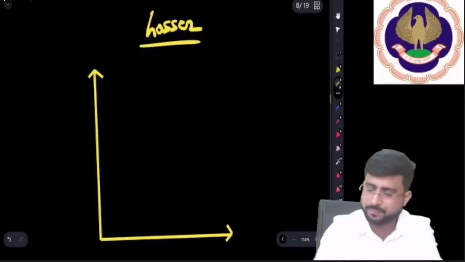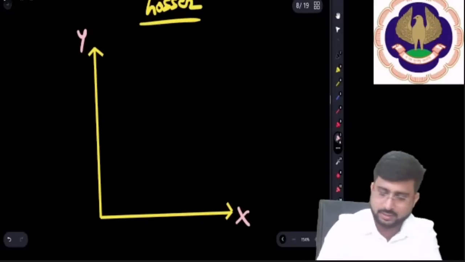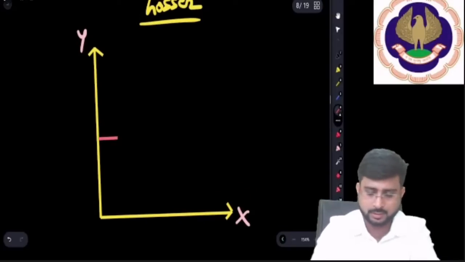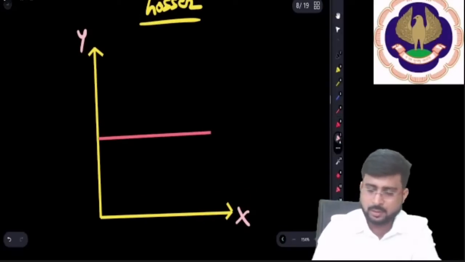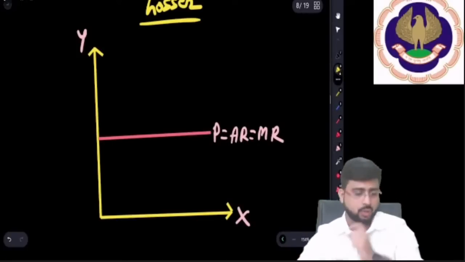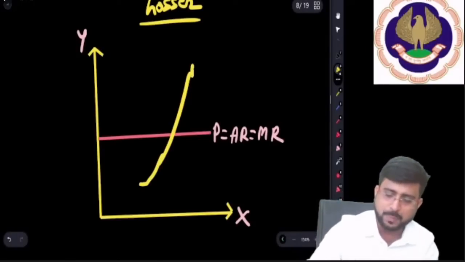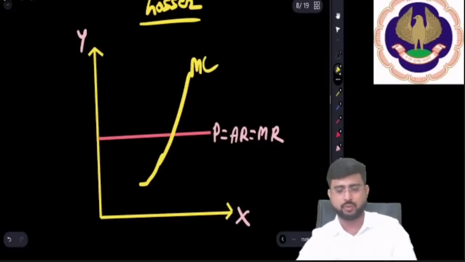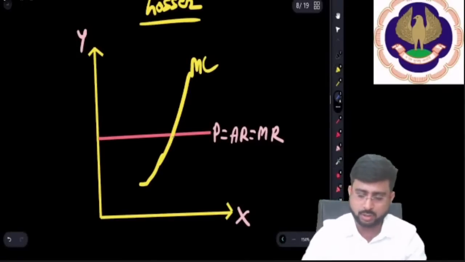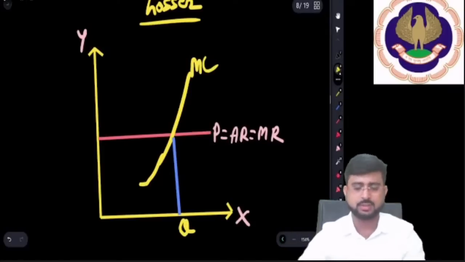So see, y-axis, x-axis. Price is equal to average revenue equals marginal revenue. Then we draw the marginal cost curve as usual. You all know. So sir, the initial parts of the diagram are always the same. Correct, and that's representative of the quantity levels.